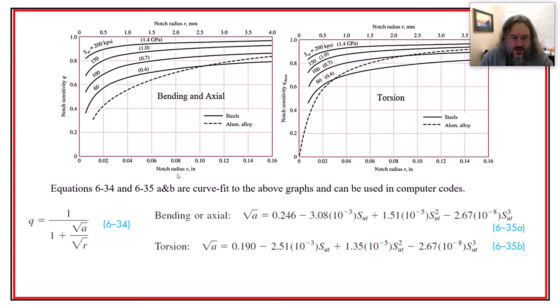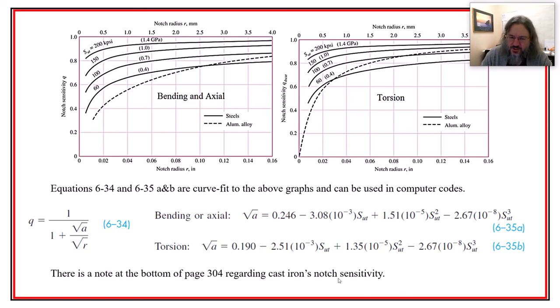Notably, if the notch radius is greater than what's on here, all of these have a plateau to them. So if the radius happens to be 0.25, and let's say 100 KSI is the ultimate strength, well, then just use this line right here, which I say is probably right around 0.85, something like that, right?